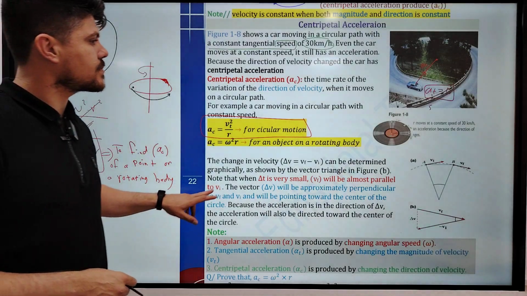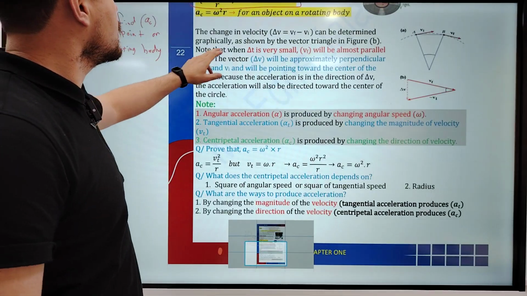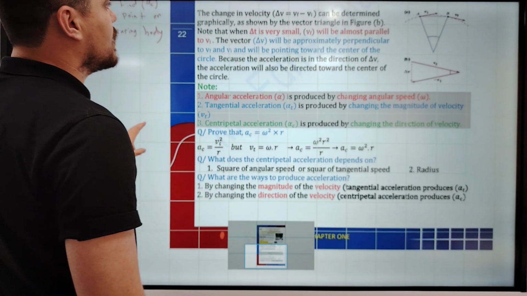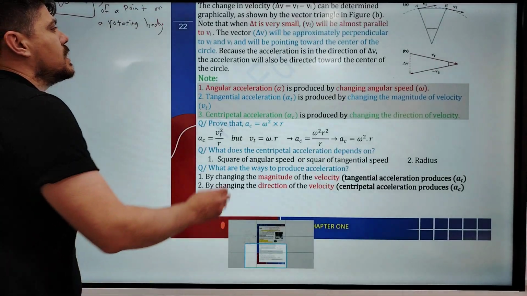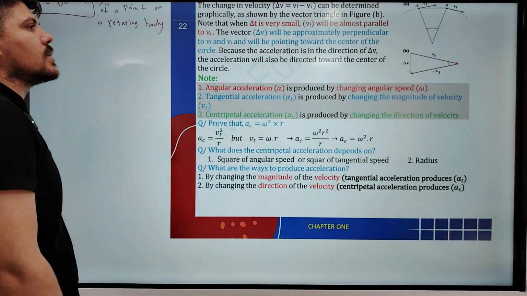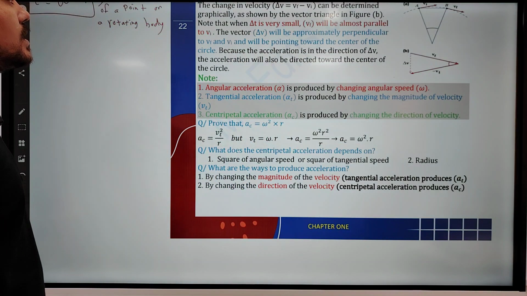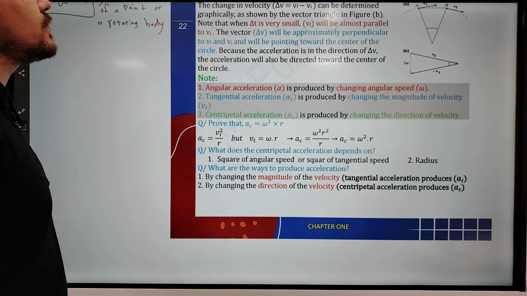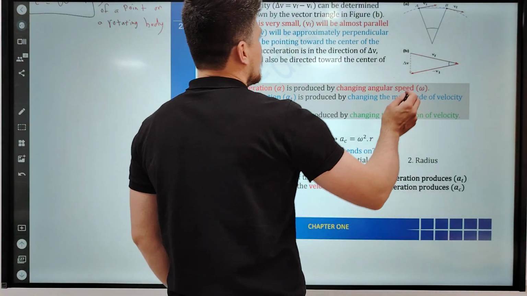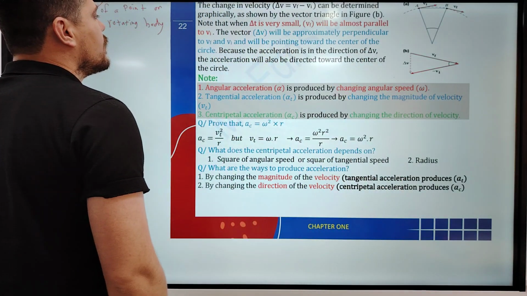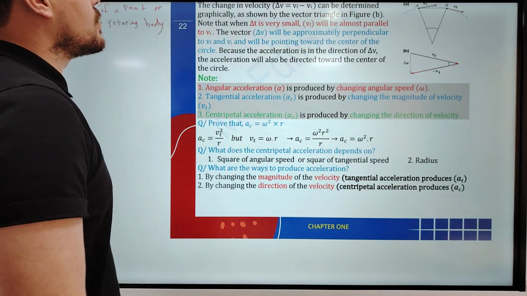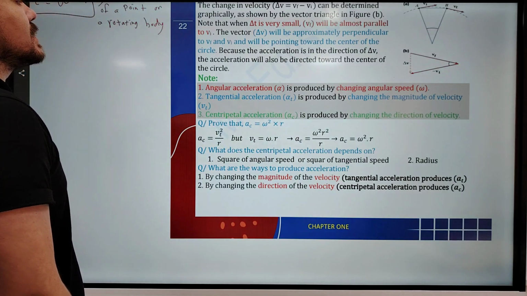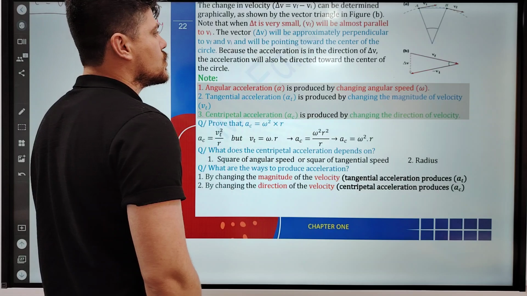Okay, so the change in the velocity, delta v, which is equal to v final minus v initial, can be determined graphically as shown by the vector triangle in this figure. Note that delta t is very small and v final will be almost parallel to v initial. So the vector delta v will be approximately perpendicular to v final and v initial. So it will be pointing toward the center of the circle. Because the acceleration is in the direction of delta v, the acceleration will also be directed toward the center of the circle.